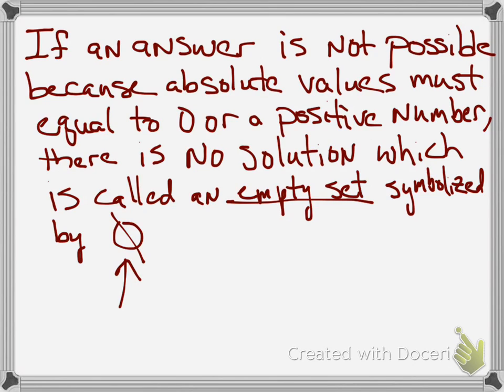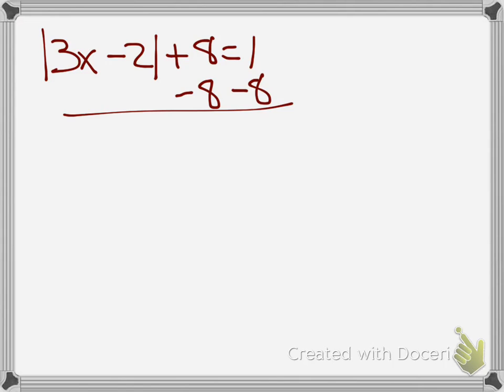Give me a symbol. For example, the absolute value of 3x minus 2, plus 8, equals 1. Now notice here, the first step to solving this is to get rid of everything outside of the absolute value symbol. I'm trying to get the absolute value symbol by itself on the left side. So this plus 8 I need to get rid of. So I'm going to subtract 8 from both sides.